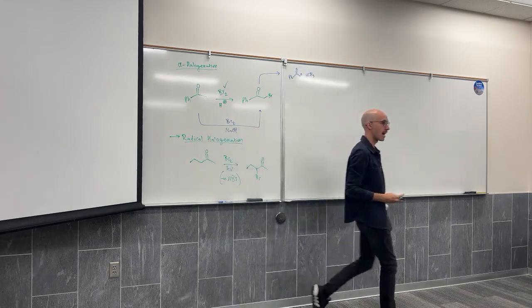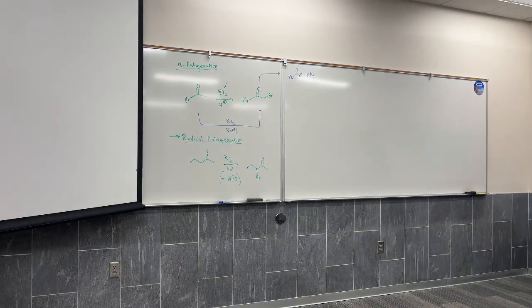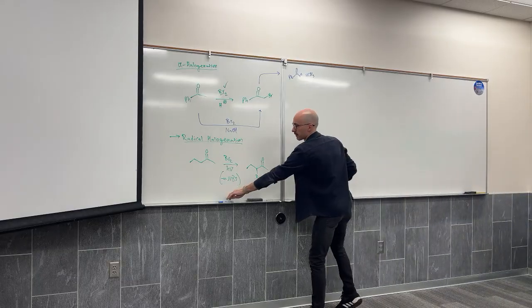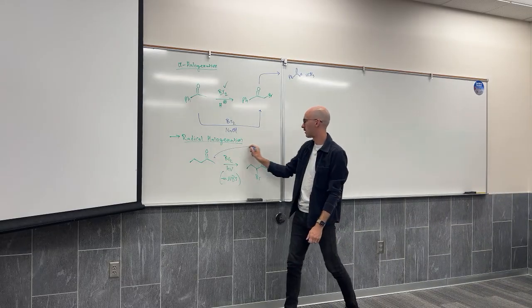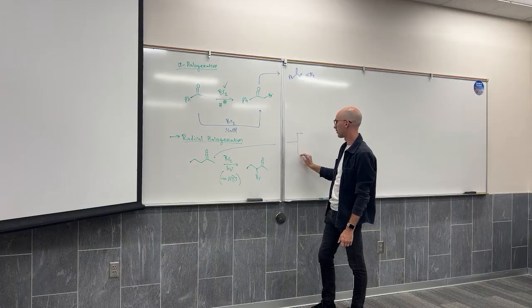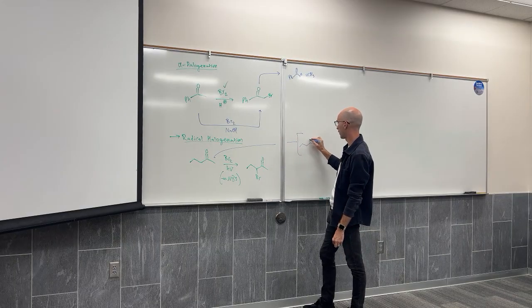There you go. Alpha halogenation in radical conditions. And because I like to show what happens here, I'm going to give it to you like this. Here's the radical that forms.